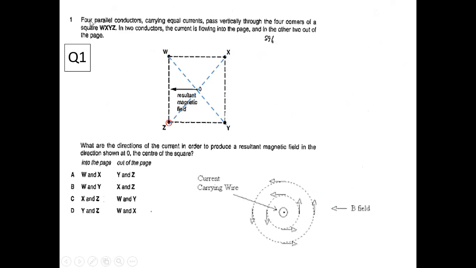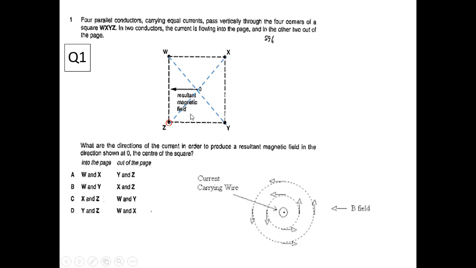Okay, try this number one. Four parallel conductors carrying equal current pass vertically through the four corners of the square W, X, Y, Z. In two conductors, the current is flowing into the page, and in the other two, out of the page. What is the direction of the current in order to produce a resultant magnetic field in the direction shown at O? You want the resultant field to be in this direction. So what is the answer?